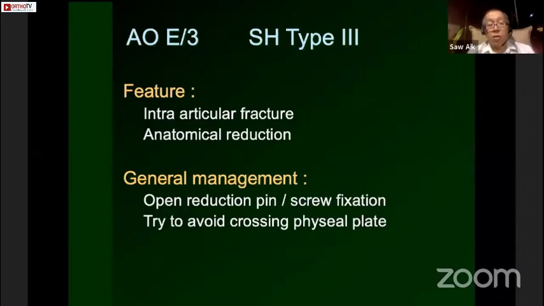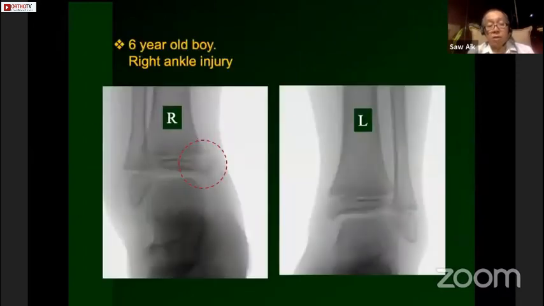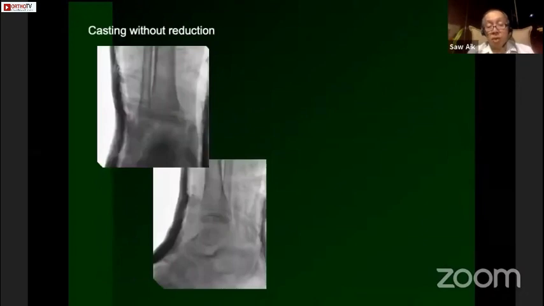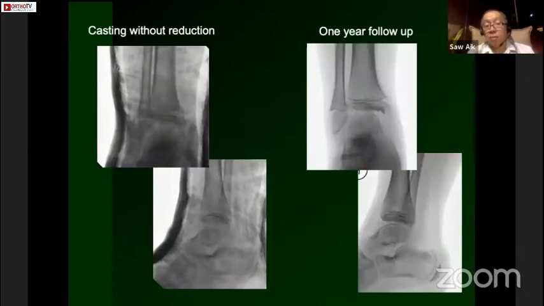Now, AO E3 or Salter Harris 3, this is intra-articular fracture. So it usually requires anatomical reduction and internal fixation. Now, this is a special example here, a 6-year-old boy with a right ankle injury. Now, you compare to the opposite side, obviously, the medial malleolus is injured here. But before you do anything, are you able to reduce it better? Is fixation really necessary? Now, the 6-year-old age comes in because remodeling is good. We decided on non-operative treatment, just put in a cast, and it healed up quite well.